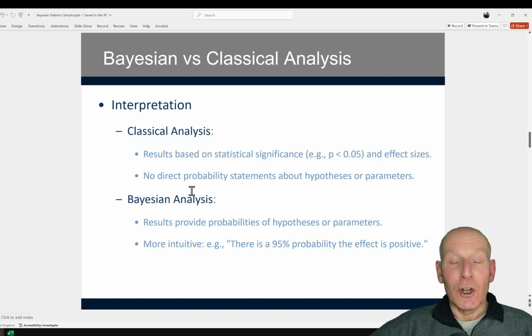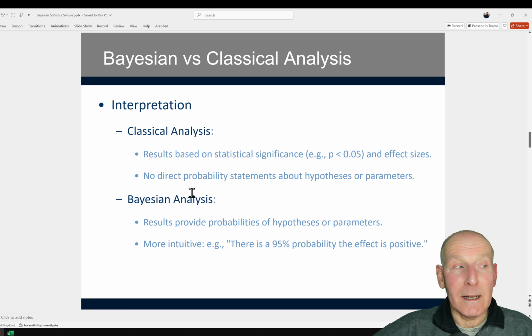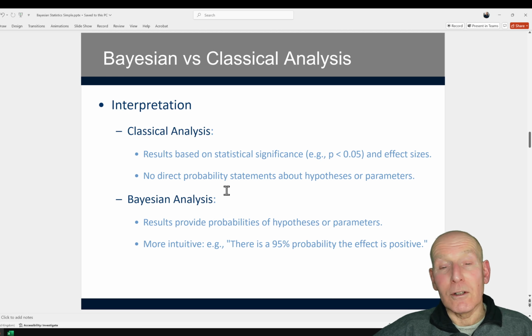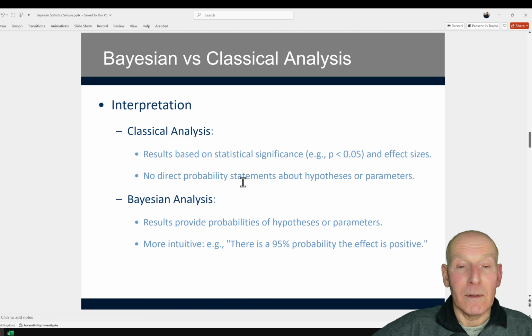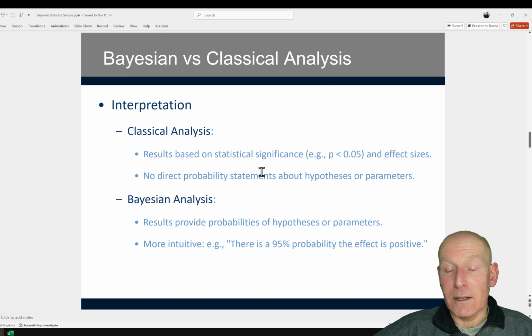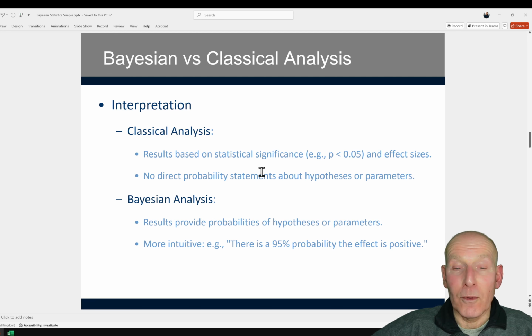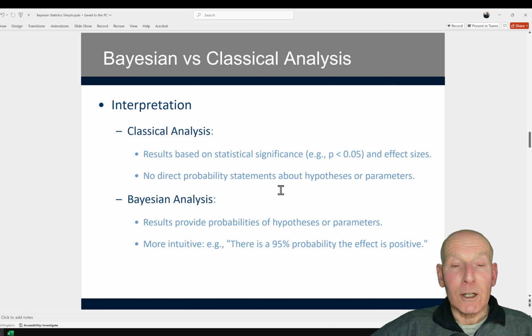So how do you interpret your data when it comes down to these two different techniques? Well, essentially the results in the classical area are based on the statistical significance and also an effect size. And you find that if you're publishing, for instance, you will be expected to deliver a p-value as well as an effect size as well. Again, you do not get any direct probability statements about your hypotheses or your parameters.